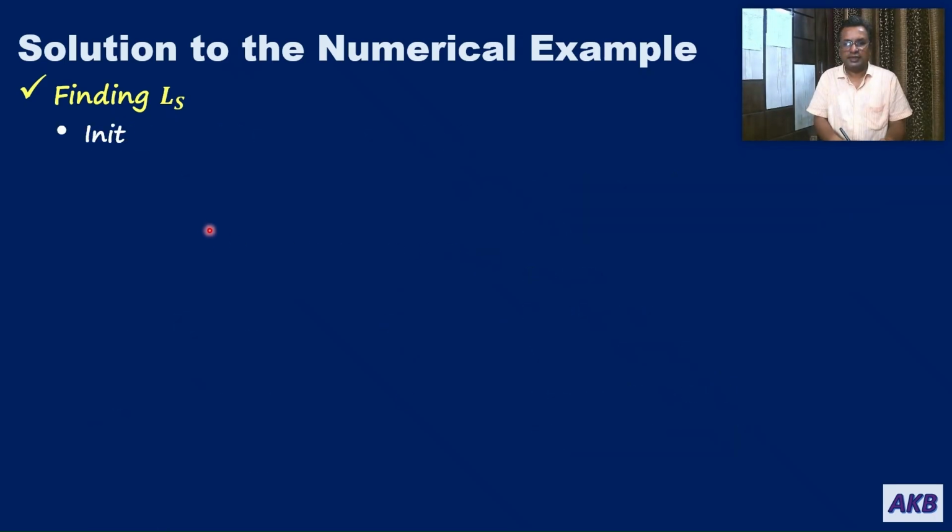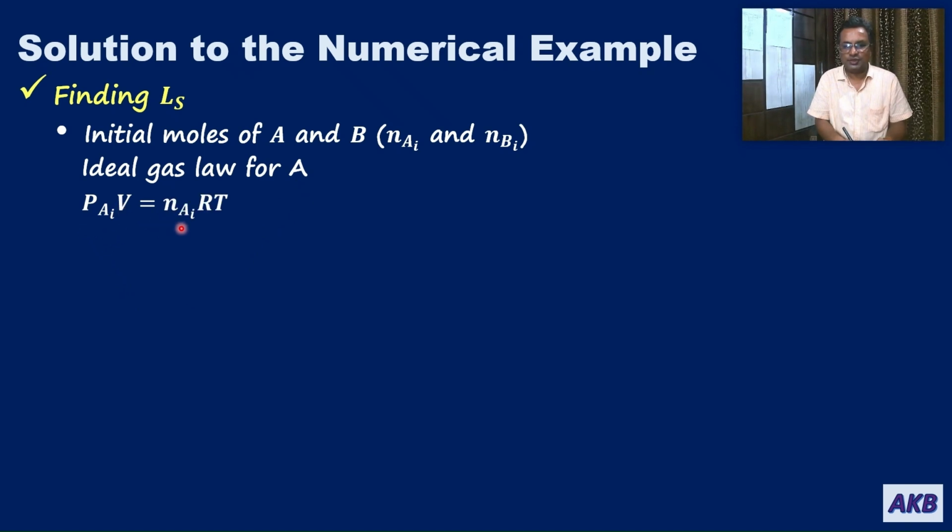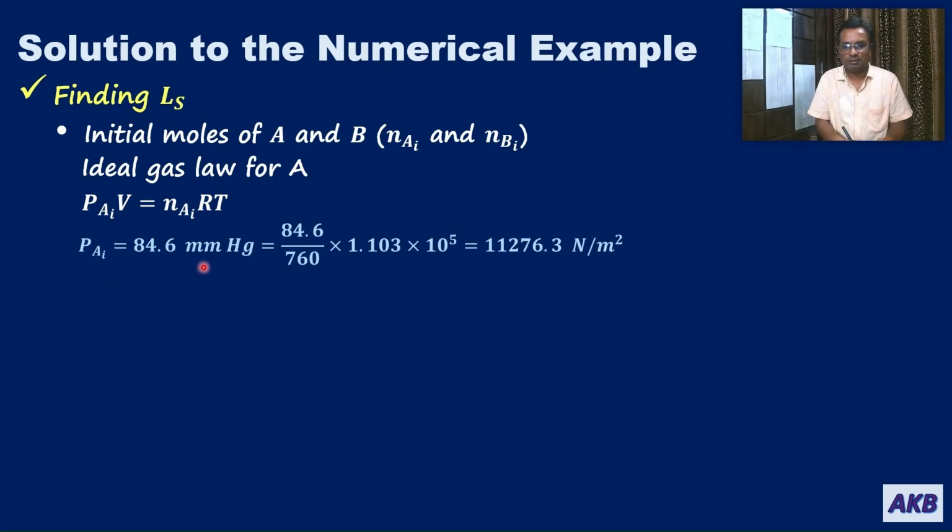Okay, so the next step is we will be finding initial moles of A and B, that is NAI and NBI, where NAI represents initial moles of A and NBI represents initial moles of B. For that, I will be using the ideal gas law. First, I will use it for the component A, that is acetone. So it will be PAI into V is equal to NAI into RT. PAI, we have found out earlier, it is 84.6 mm of Hg.